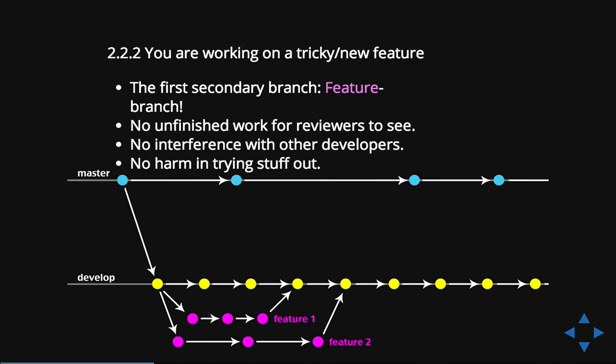Why? Because you will be working on something new, and you will be working on something that should be based on the latest working copy of your other features. So you use a feature branch that is merged from develop, where you can work with one developer or two developers, doesn't really matter. It's just one feature branch for one specific feature. So you have no unfinished work for reviewers to see. You have no interference with other developers.